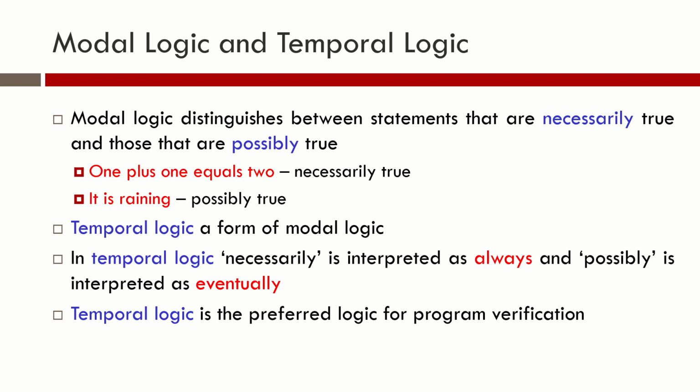Modal logic actually distinguishes between statements that are necessarily true and those that are possibly true. Suppose we have a statement, say 1 plus 1 equals 2. That is a statement which is necessarily true, or always true. Whereas, as said earlier, "it is raining": the truth value may depend on the time and the place. So that is a statement which is possibly true. To represent things like necessarily and possibly, we need a logic called modal logic.